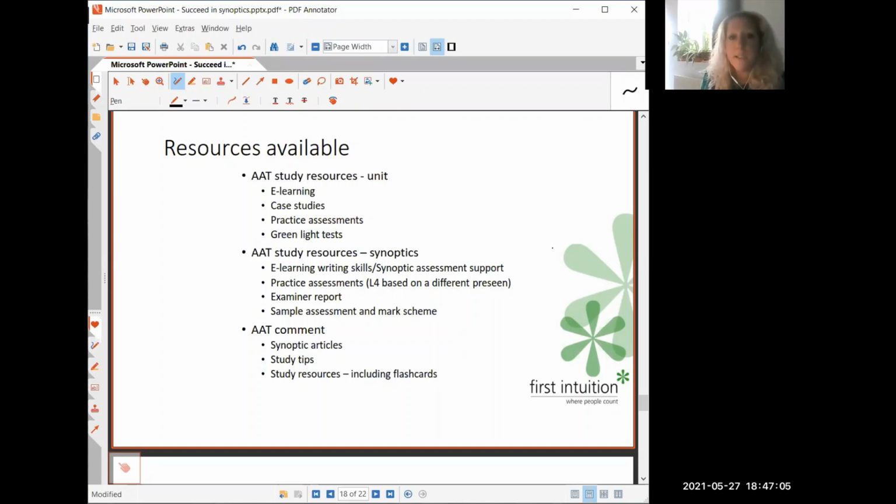Specifically for Synoptics, there are some e-learning writing skills. If you haven't used those yet, absolutely recommend them. So lots there to support you with preparing for the assessment. One thing that I would like to point out is that the practice assessments at level 4 focus on a different pre-seen to the pre-seen that you will see in your assessment.